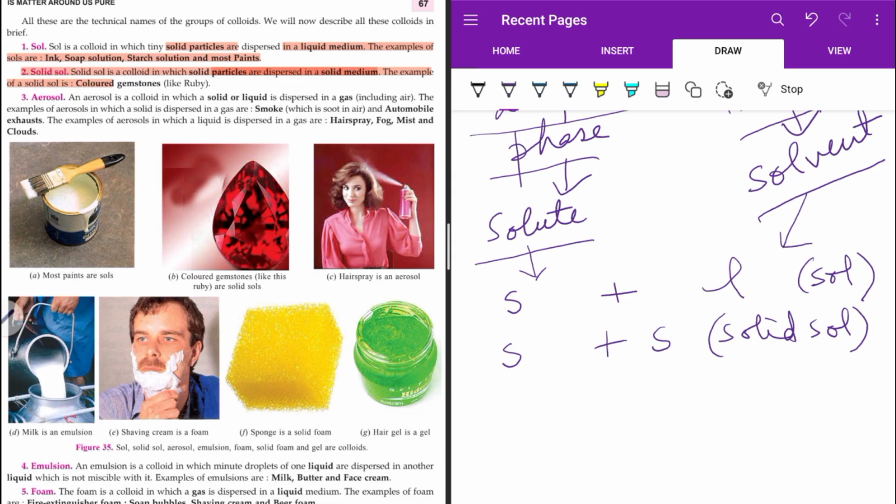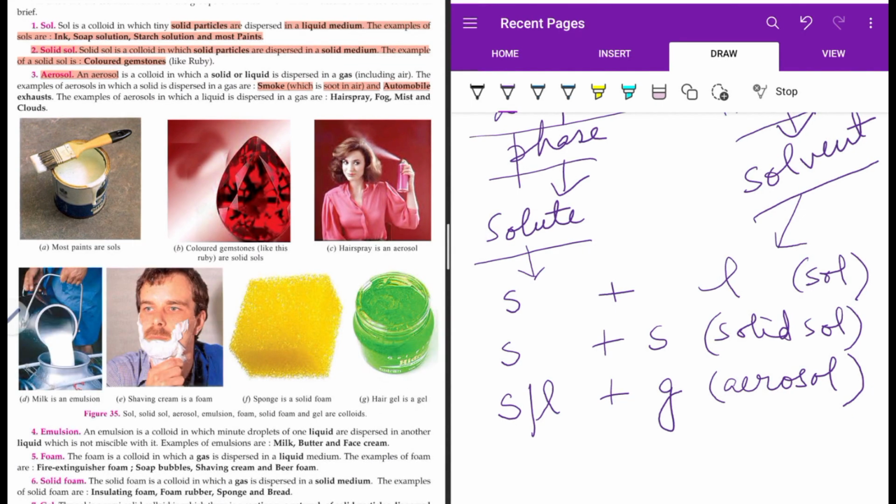Okay. So next, aerosol. What is aerosol? A solid or liquid solute which is dispersed in a gaseous solvent is known as aerosol. Examples of aerosol: smoke is an aerosol, which is soot in air, carbon particles in air. Smoke is one example I told you.